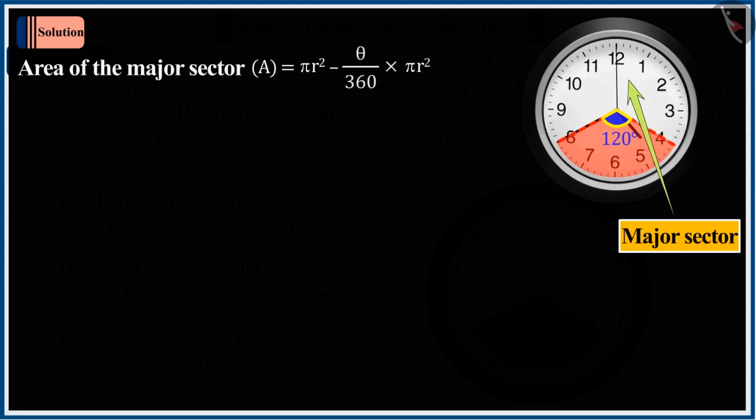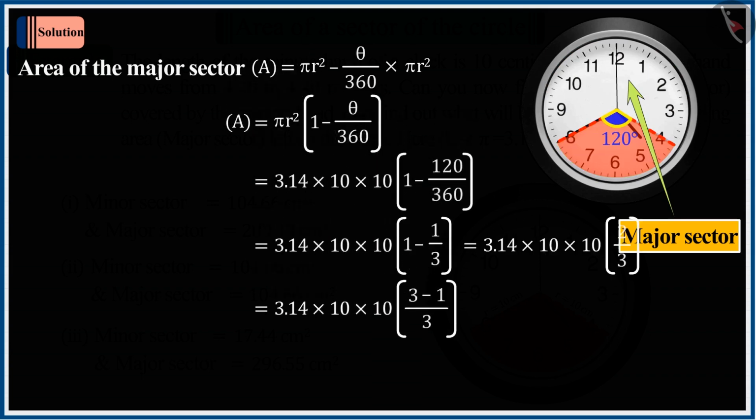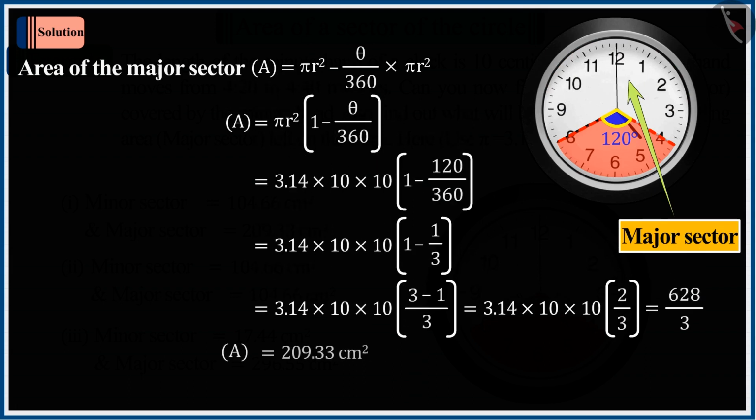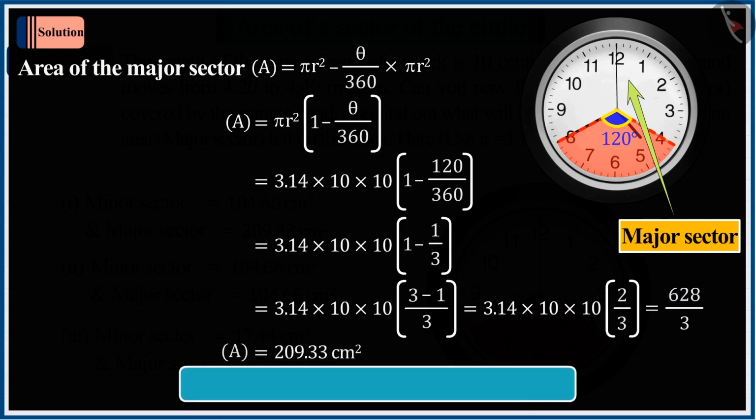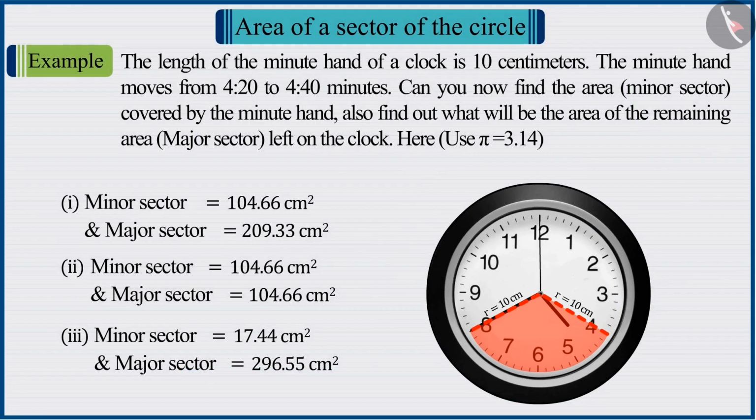Let A be the area of the major sector, to determine the value of which, from the area of the whole circle, the area of the minor sector is subtracted. On solving this, the value of A is found to be 209.33 square centimeters. Therefore, we can say that the area of the major sector will be 209.33 square centimeters. Hence, option 1 is the correct answer.